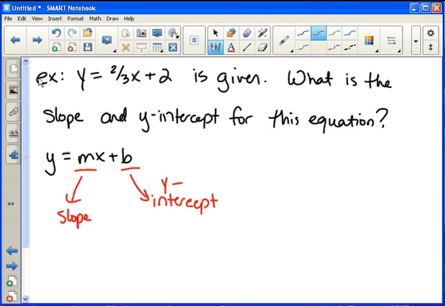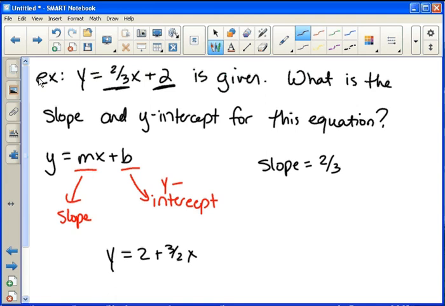So looking at this equation, we can see that the number in front of x is 2/3, so our slope is 2/3, and our number by itself is 2. So it's really important, even if they were to reverse these, even if they wrote this equation as y equals 2 plus 2/3 x, that doesn't change the fact that this is the slope. Slope is going to be whatever number is attached to x. The intercept is going to be whatever number is not attached to x. So our y-intercept is 2.